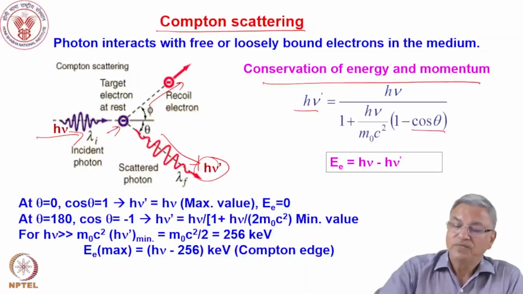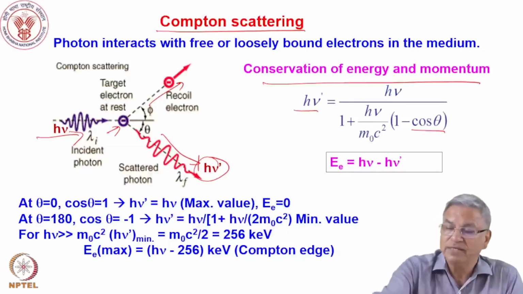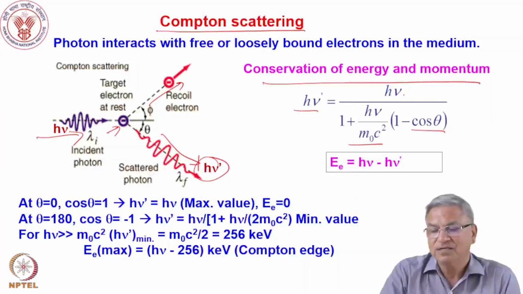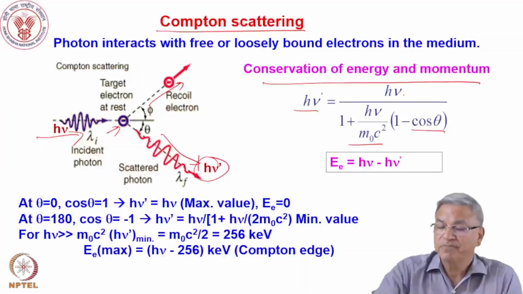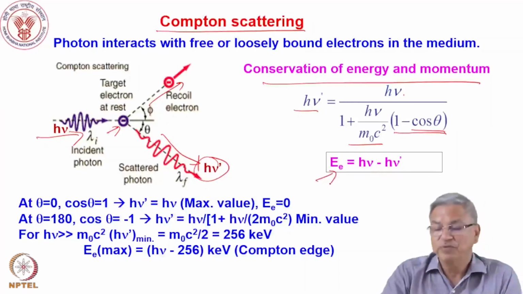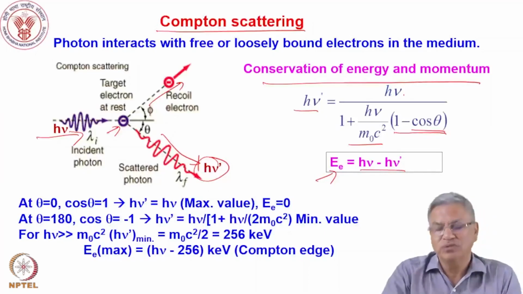So h nu dash, the energy of the Compton scattered photon, is given by h nu, the incident energy, upon 1 plus h nu upon m0 c square, times 1 minus cos theta. Here m0 is the rest mass of the electron and c is the speed of light. Accordingly, the energy of the electron will be h nu minus h nu dash. So the energy of the incident photon is shared between the electron and the scattered photon.